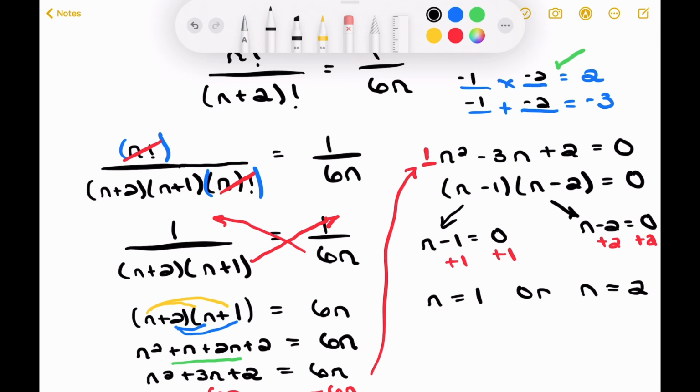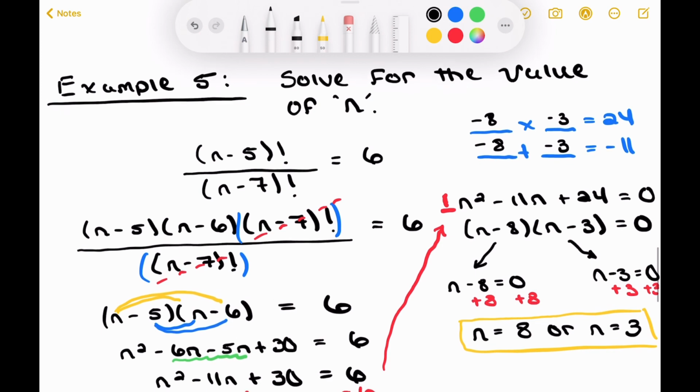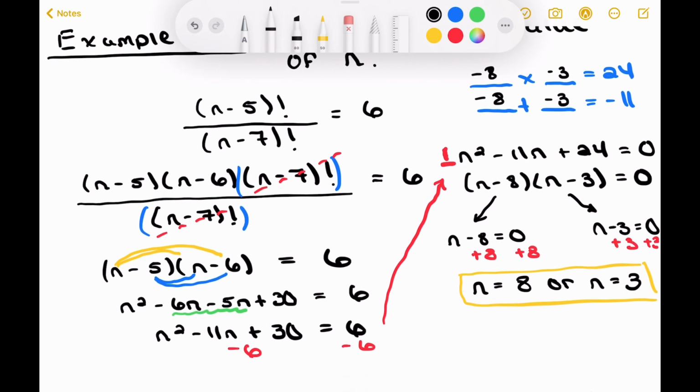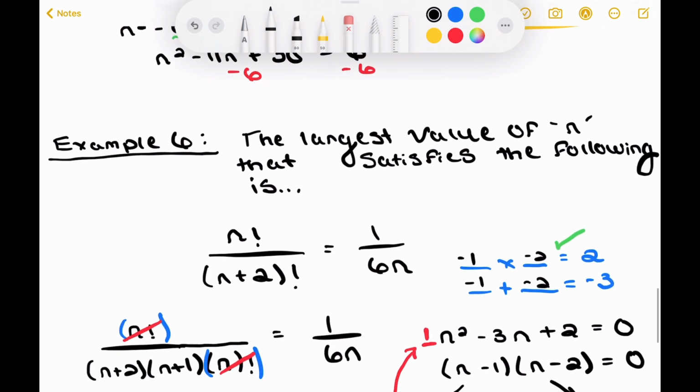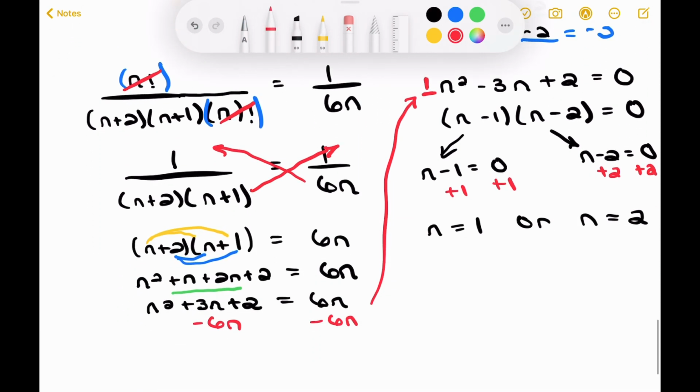Now remember, this problem differed a little bit from the last one. The last one just said solve for the value of n, and in this case we had two values, n is equal to 8 and n is equal to 3. Those were both okay, we could include them both. But in this next problem, it says we need the largest value of n that satisfies the following. So to satisfy this equation at the beginning, we have to look at the largest value that does that. In this case, our answer is n is equal to 2, because that's the largest value for n that makes this statement true.